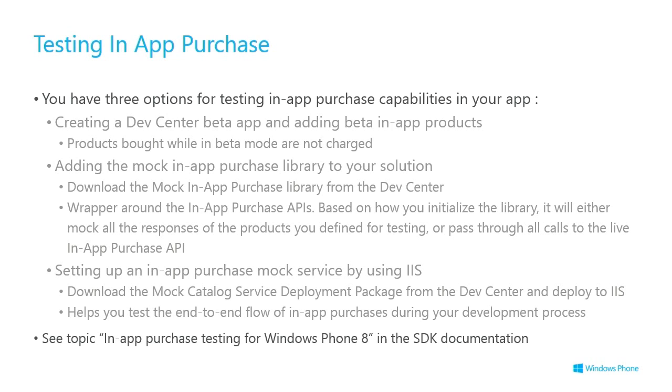As a third alternative to testing in-app purchase, there's also a way of setting up your own custom in-app purchase mock service in your own IIS. Again, there's full instruction in the documentation. This one has the advantage that it doesn't require you to submit any data up to Dev Center, and it allows you to quickly test the whole end-to-end process and simulate the platform interaction between your app and the Windows Phone platform. You really need to pay a lot of attention to testing this stuff. It's obviously serious business when you're taking money off people in this way.